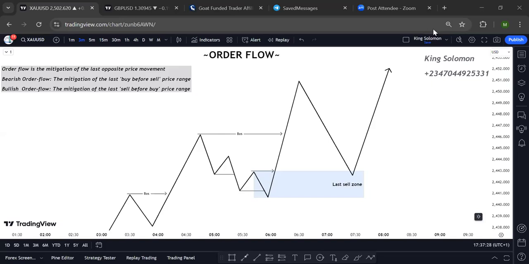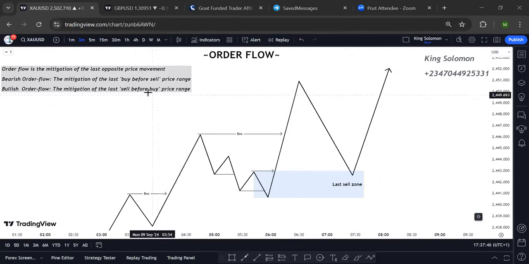The last video I made was on POI mitigation, right? I think someone suggested that we do order flow next, and I agreed to that. So here is the video. We'll be looking into this quick lesson on order flow with chart examples at the end of the part examples here, right?